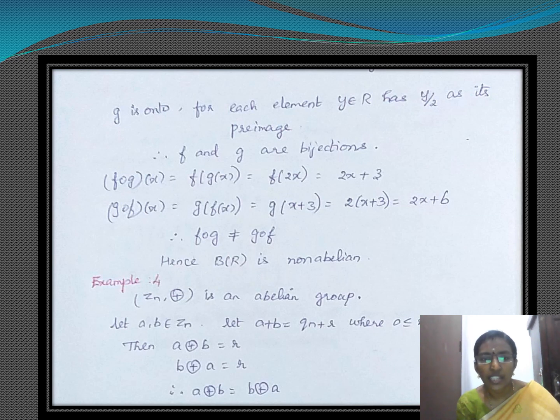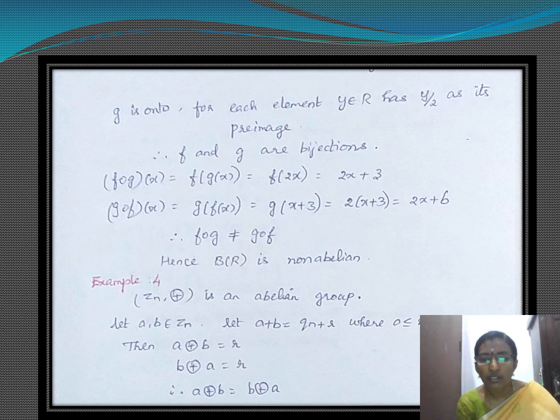Now we can find f composite g. f composite g of x is equal to f of g of x, which is equal to f of 2x, which is equal to 2x plus 3. And find g composite f of x equal to g of f of x equal to g of x plus 3, equal to 2 into x plus 3, which is equal to 2x plus 6. Therefore, f composite g not equal to g composite f. Therefore, this B of R does not satisfy the property of abelian. Hence, B of R is non-abelian.